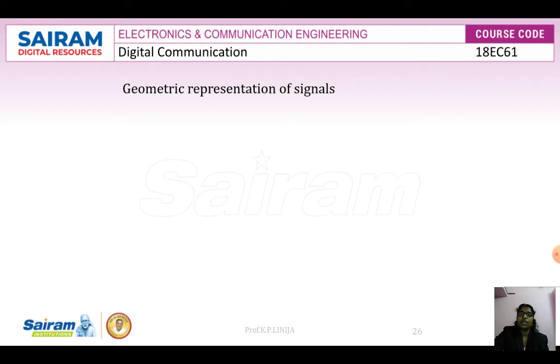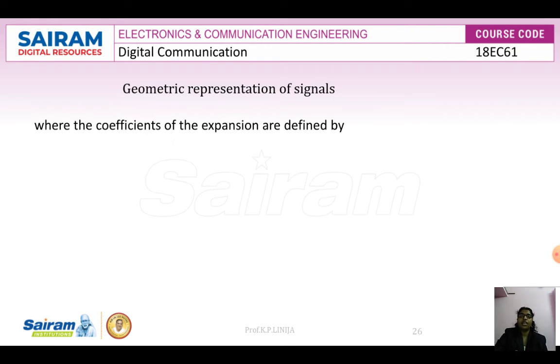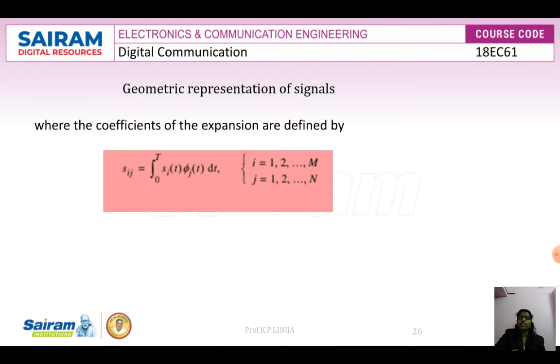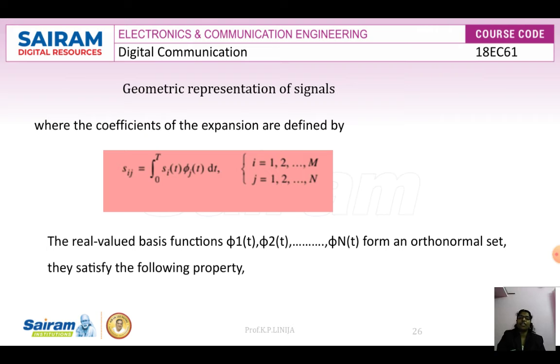Next, the coefficients of the expansion are defined by Sij equal to the integral from 0 to T of Si of t into phi j of t dt. Here i varies from 1 up to m and j from 1 up to n. Therefore, the real valued basis functions phi 1 of t, phi 2 of t up to phi n of t will form an orthonormal set, and that orthonormal set should satisfy the following property.